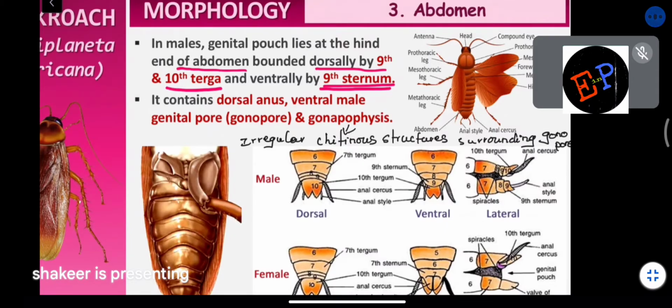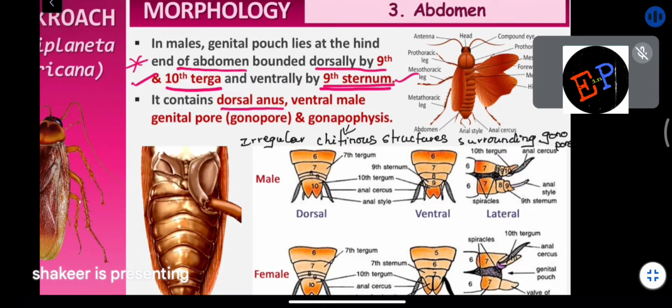Clear? So here, what are the different segments? It is made up of the ninth and 10th terga and the ninth sternum. So this is a very important bit which you should remember. Are you able to understand? Similarly, this genital pouch also contains a dorsal anus.